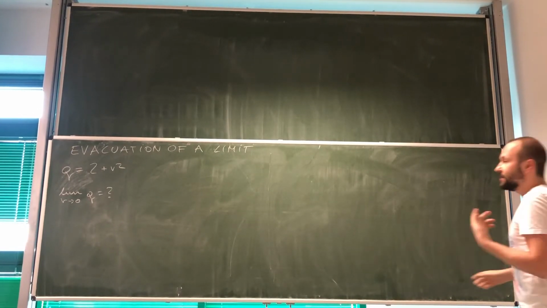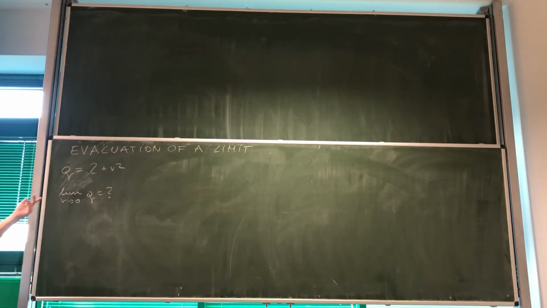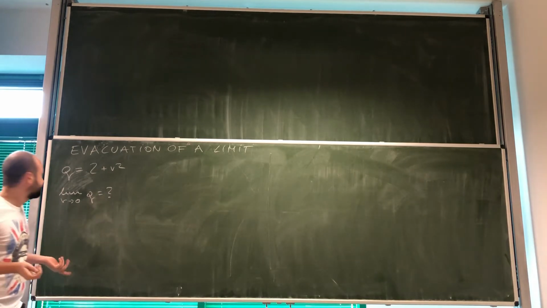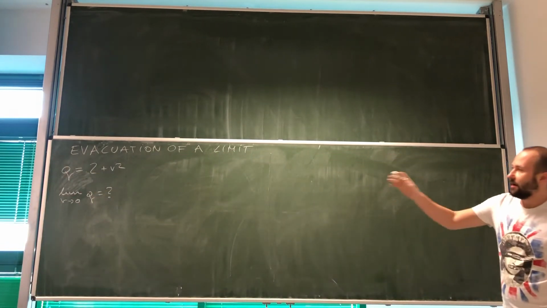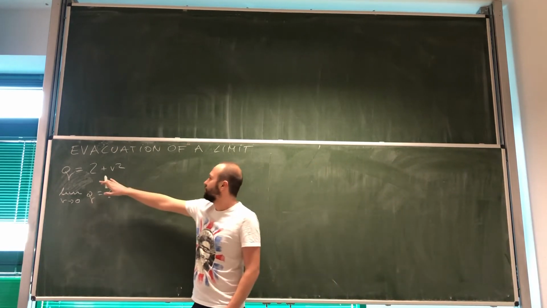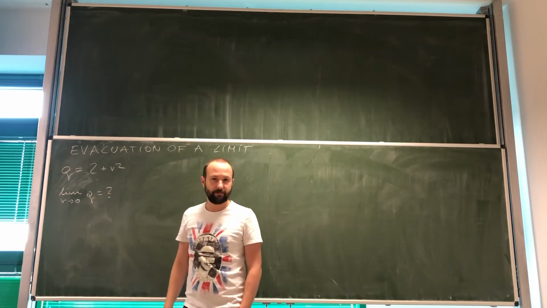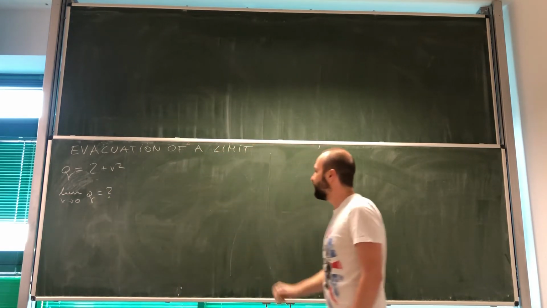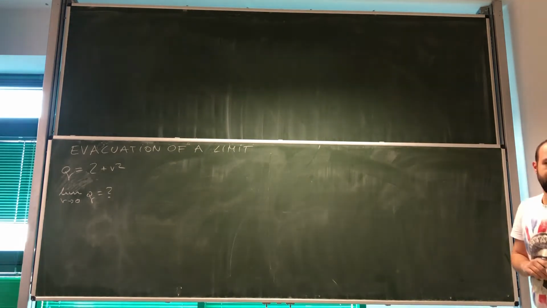Hi, in this video we're gonna discuss the evaluation of a limit. So basically, how to calculate a limit. Okay, so let's just say the function we are dealing with is q equals 2 plus v squared. Now, we want to find what is the limit of this function with v approaching 0.